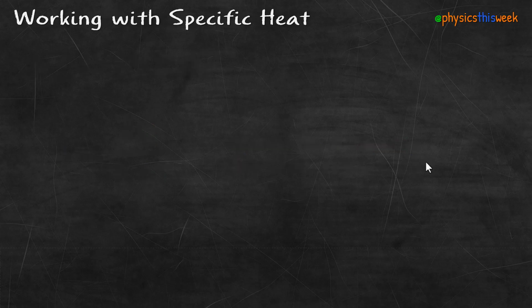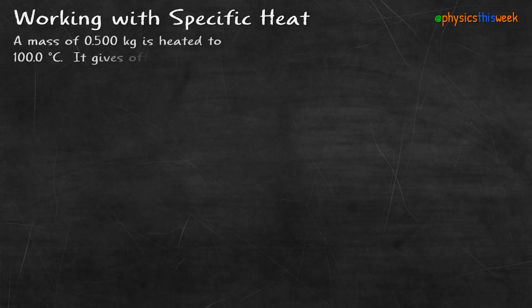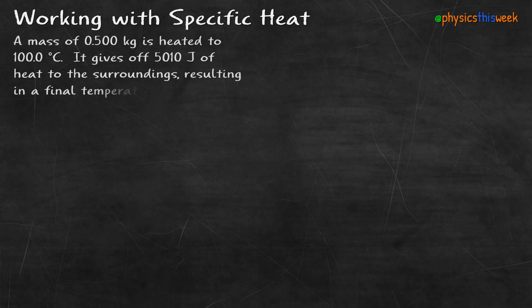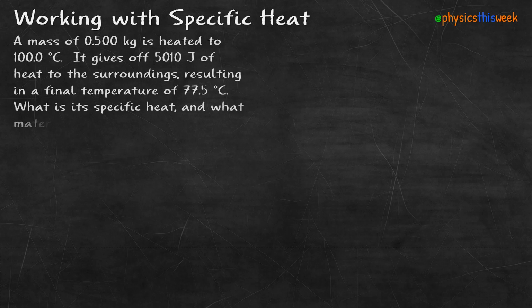Let's do a simplified example. A metal object with a mass of 0.500 kilograms is placed in boiling water and has its temperature raised to 100 degrees Celsius. It is then placed in a separate container of water where it loses 5,010 joules of heat and ends up at a temperature of 77.5 degrees Celsius. What is the specific heat of the metal? What material is it likely to be?